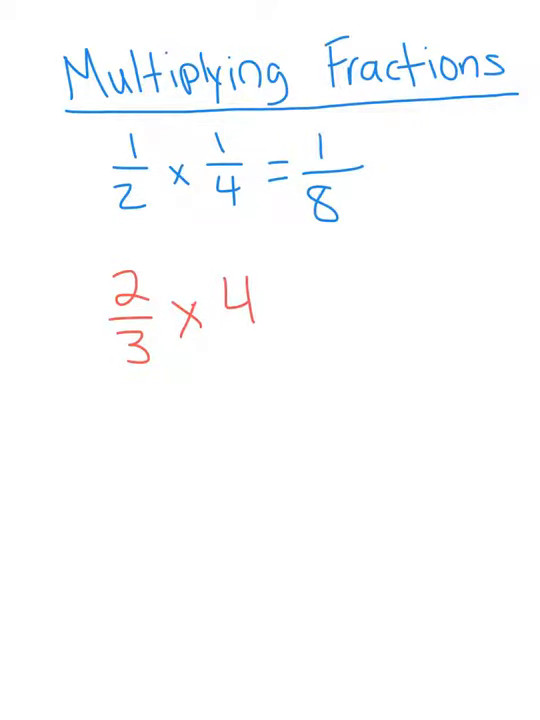And I know that 4 is equal to 4 wholes, so I'm going to change that to be 4 over 1. And I can think that in my head, and I will look at my top numbers. So I have 2 and 4. So on the top of my answer is going to be 2 times 4, which is 8. And then on the bottom, I'm going to have 3 times 1, which is 3.